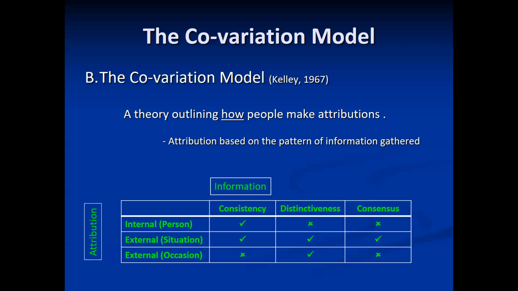If the observed behavior doesn't have consistency, it has distinctiveness and doesn't have consensus, then an external attribution will be made. The behavior will be blamed on the occasion. For example, in our illustration, if the woman isn't always drunk in the bar, the bar is the only place that she gets drunk, and no one else in the bar is drunk, then we are likely to blame the occasion. A special occasion, such as it being the woman's birthday, seems to be the probable cause of her drinking.